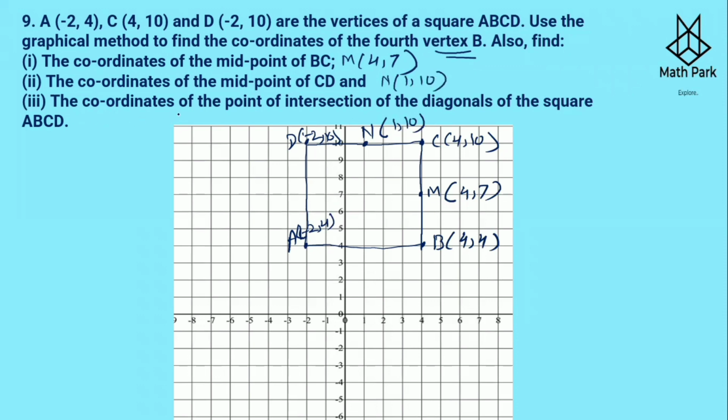These are the coordinates. Now the coordinates of the point of intersection of the diagonals of square ABCD. Look at this distance diagonally, and this is the midpoint of the diagonal. And we know that the diagonals of a square are equal and they bisect at right angles. So the point of intersection of the diagonals of a square, let us say it is P, and the coordinates are (1, 7). We have named it as P. So thus we have done with question number 9.